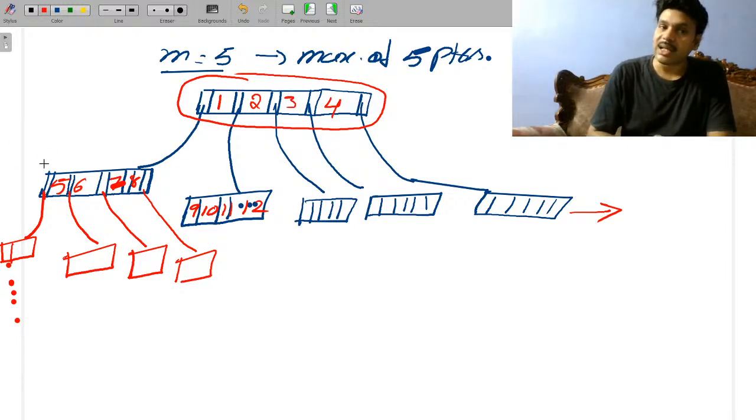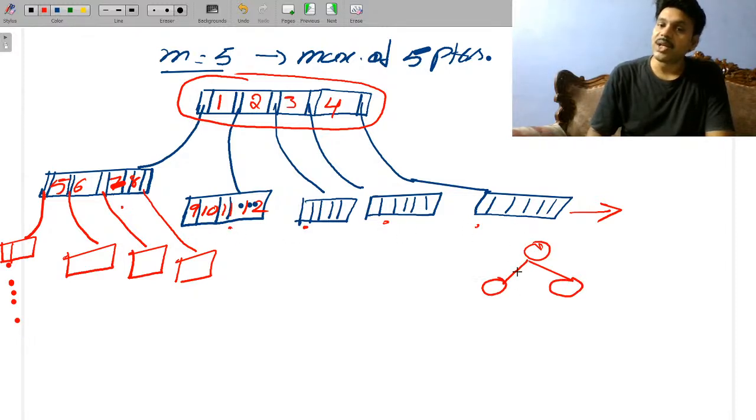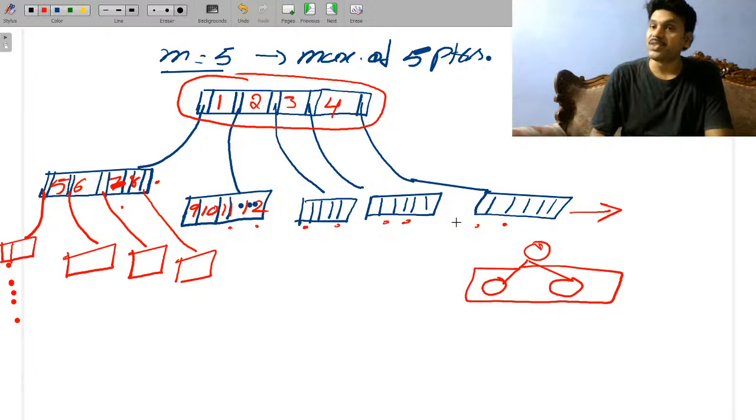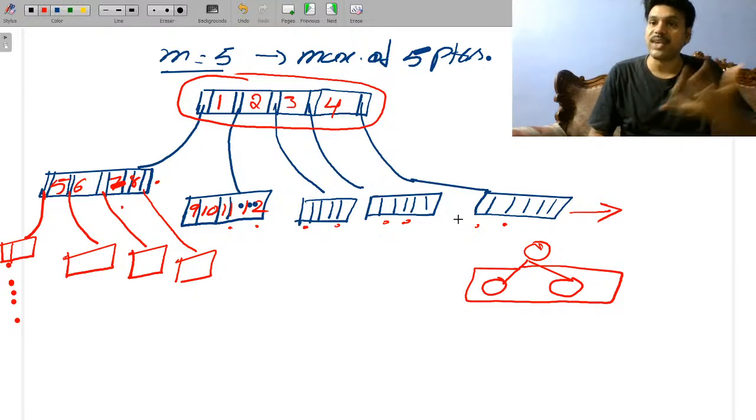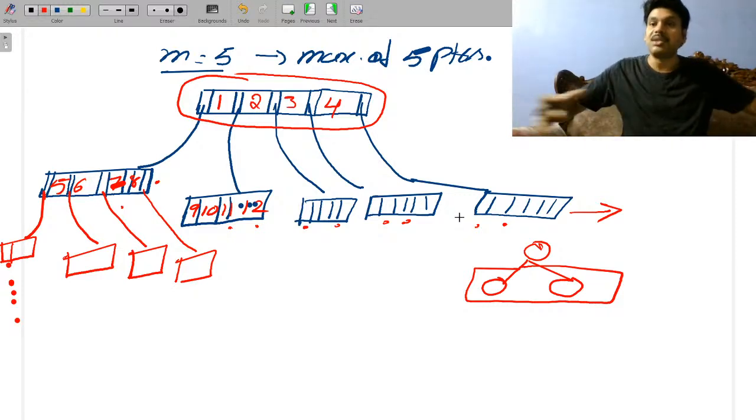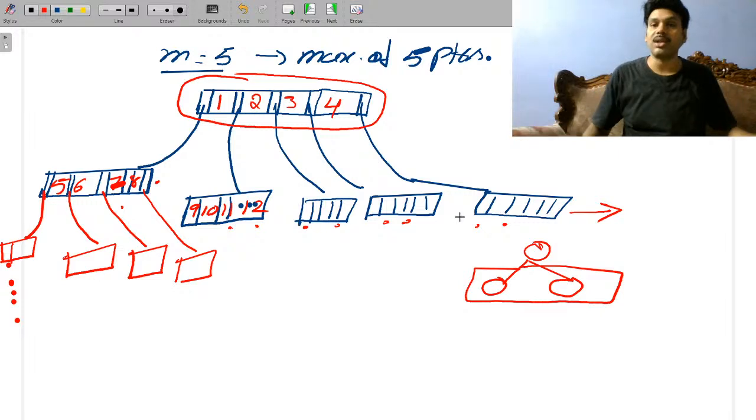See, in the second level itself, how many blocks could I manage? 1, 2, 3, 4, 5. In a binary search tree, in the second level, you can manage only what? 2 children only. But here, how many could I manage? 5 children, and each of the 5 children has 5 pointers inside. That means the tree grows like anything horizontally, and sometimes it grows vertically whenever all blocks are filled.